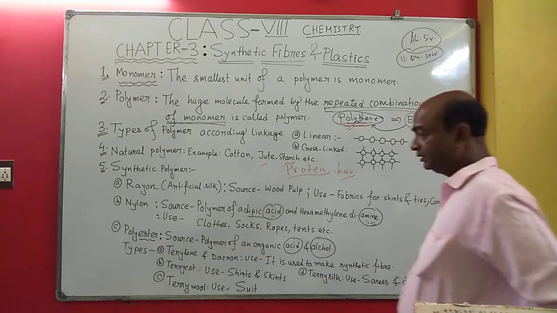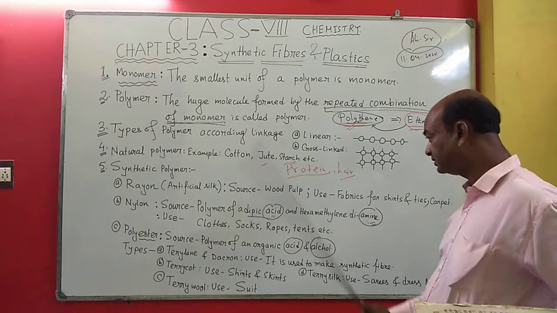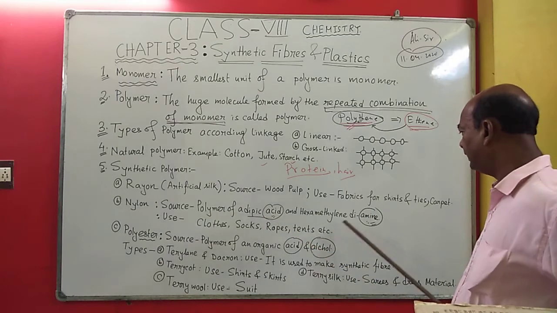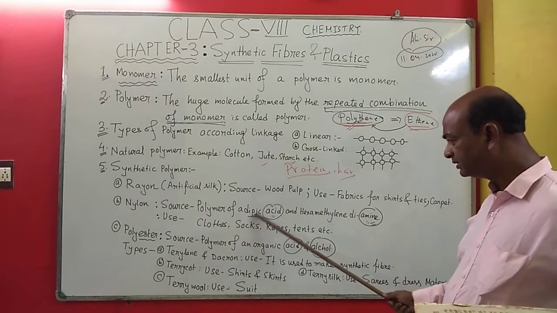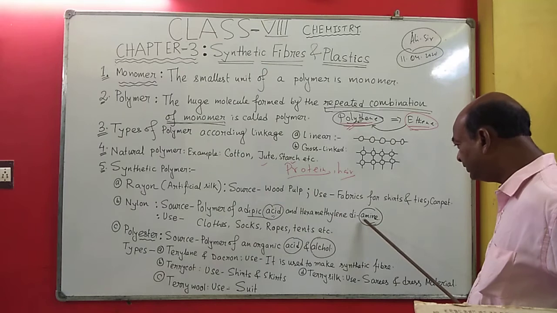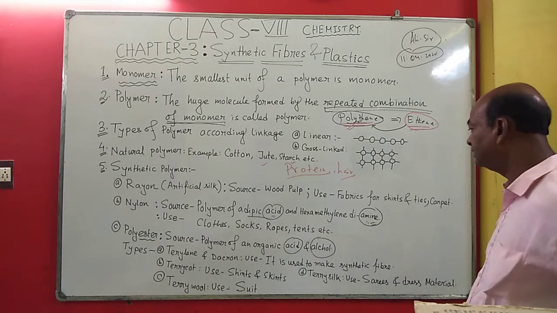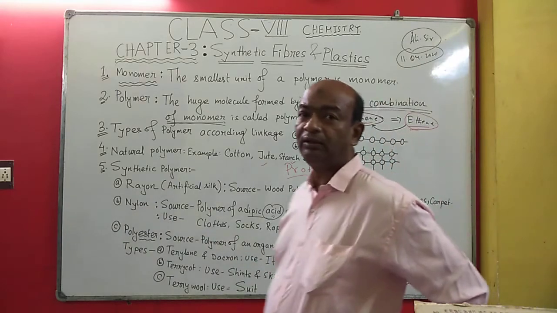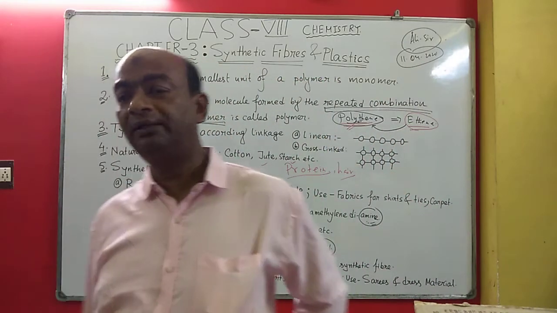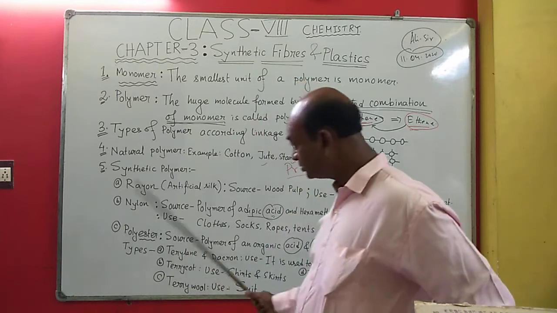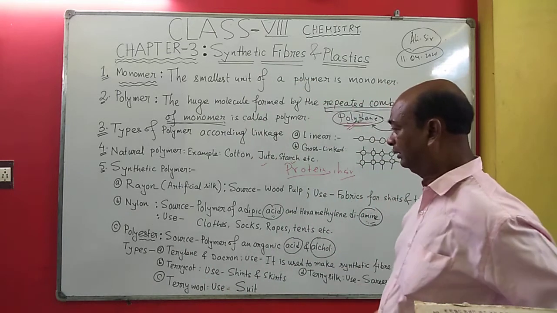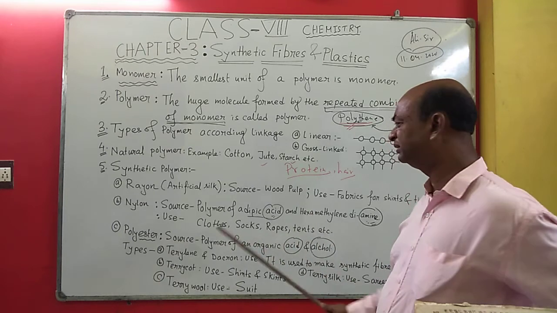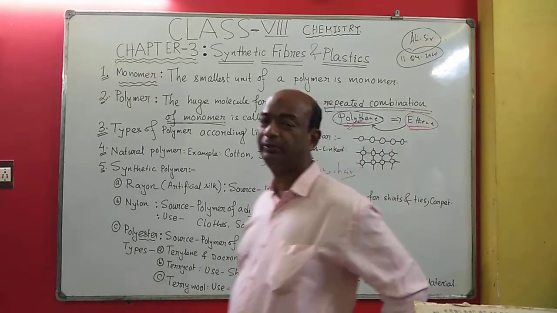Nylon is synthesized in a laboratory or industry from two compounds. One is an acid and the other is an amine. The acid is adipic acid and the amine is hexamethylene diamine. When these two compounds are joined together, we get nylon. So nylon is another example of artificial polymer. We are accustomed to nylon ropes, nylon socks, nylon tents, nylon parachutes, and clothes also made of nylon.